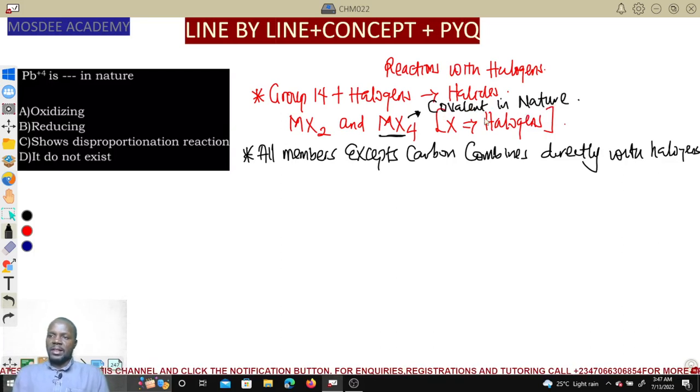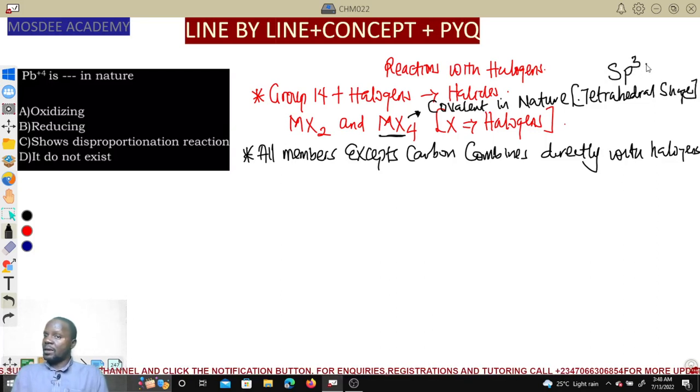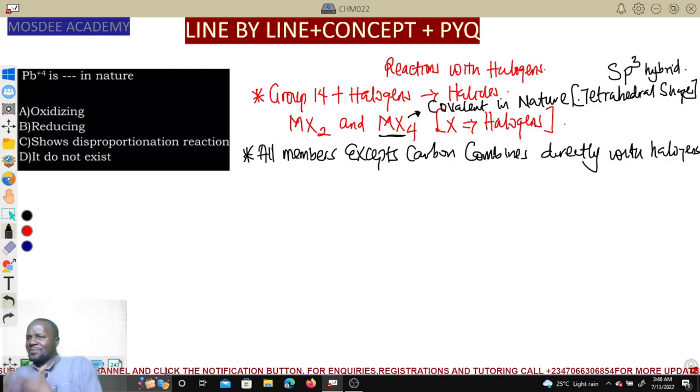Now, the reason for their covalency is because they form a tetrahedral shape. I talked about that the other time. I just want to add the hybridization is sp3 hybridized. So these are common things that get repeated in chemistry, so you don't need to disturb yourself.